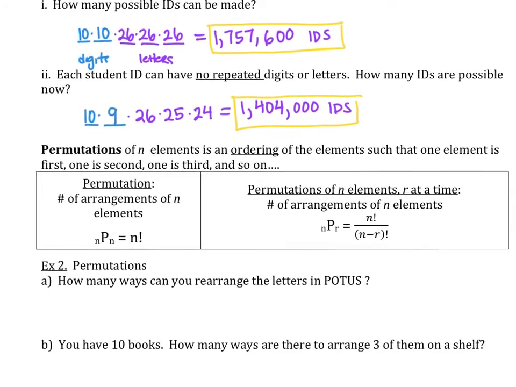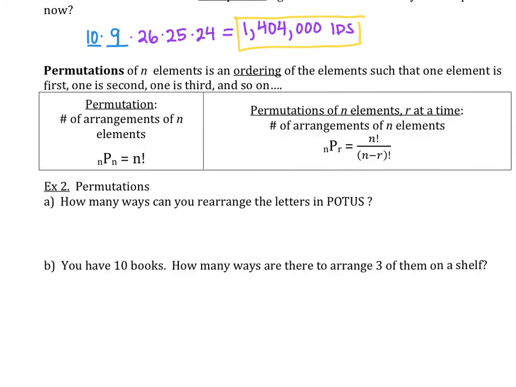The fundamental counting principle, or what we were just doing, relates to what we call permutations. A permutation of n elements is an ordering of the elements such that one element is first, one is second, one is third, and so on. So it has to be in a certain order, just like on the ID cards, they had to go in a certain order. The way we write permutations using the notation is if we want to rearrange n items into n spots, we would say nPn. And the way we would calculate this is n factorial. I will show you why that is the case in the next example.